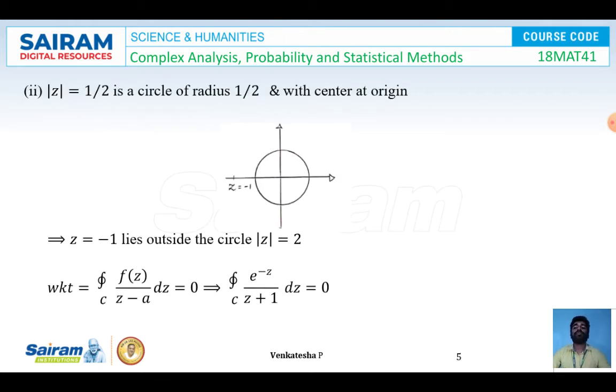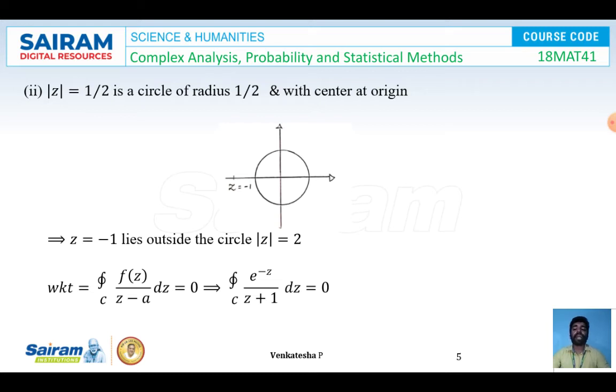Next curve is |z| = 1/2. It's a circle of radius 1/2 with center at origin. So I'm plotting the circle of radius 1/2 like this, and the point z = -1 I'm going to choose here. So z = -1 means (x, y) = (-1, 0). It lies on the negative x-axis. Then the point z = -1 lies outside because the circle has radius only 1/2. So this point lies outside.